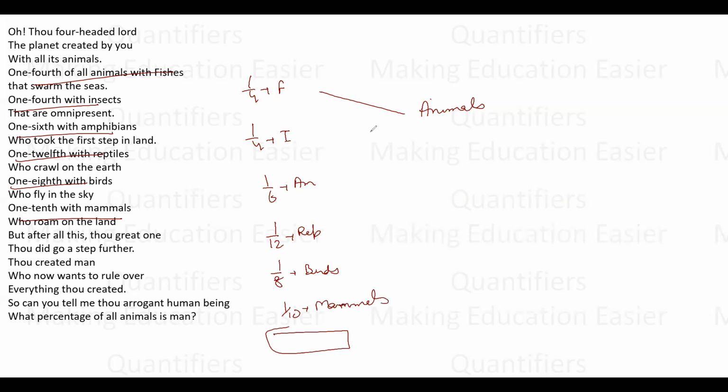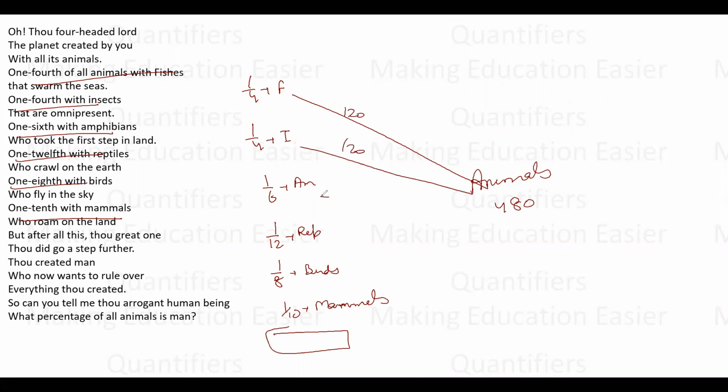Now, what is the easiest way to approach this question? The easiest way is to take the animals in such a way that I am able to get these as integers. So I'll take the LCM of 4, 6, 12, 8, 10, which is 480. So let me take this as 480. So 1/4 are fishes, so these are 120. 1/4 are insects, so again 120. 1/6 is 80, 1/12 is 40, 1/8 is 60, 1/10 is 48.